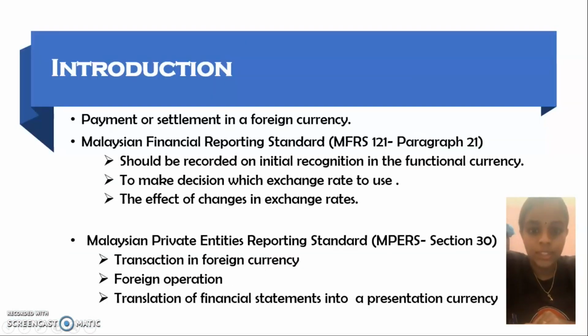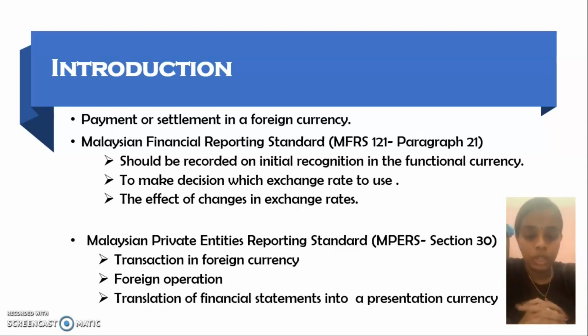Hello, my name is Hemadoshni and my matric number is 255780. Today I'll be giving a brief introduction about my group assignment, which is foreign currency transaction. My group assignment will be based on two standards: the Malaysian Financial Reporting Standard, MFRS 121, which explains the effects of changes in foreign exchange rates, and the Malaysian Private Entities Reporting Standard (MPERS), Section 30, which explains foreign currency translation.